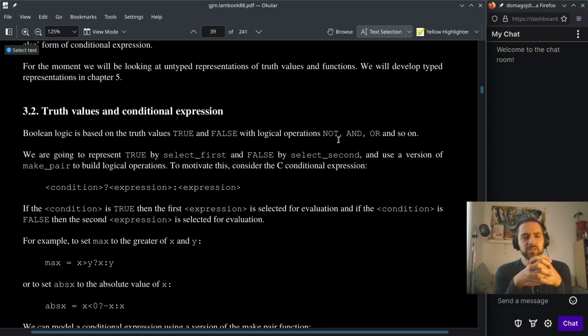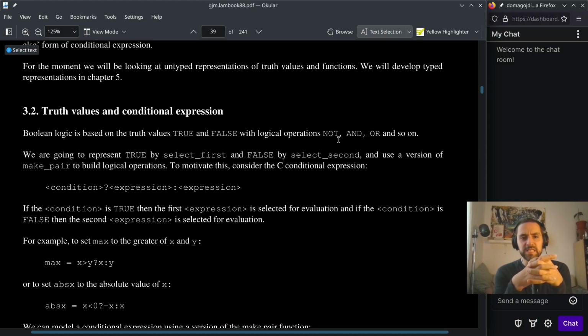Truth values and conditional expressions. Boolean logic is based on the truth values true and false, with logical operations not, and, or, and so on. We are going to represent true by select first and false by select second, and use a version of make pair to build logical operations.